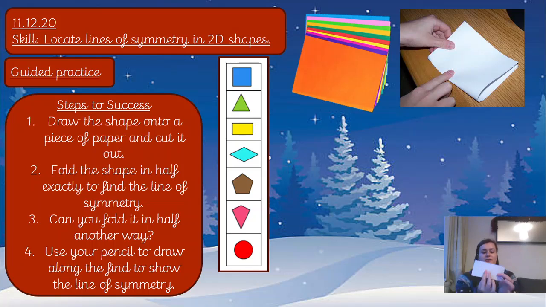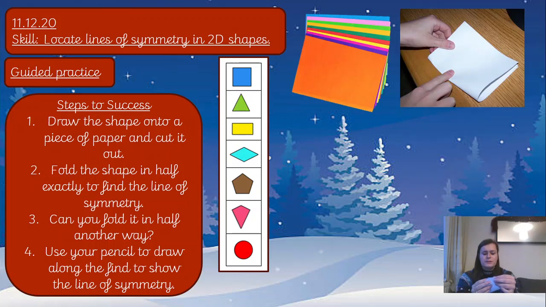Okay, so rectangle then. I'm going to start by taking these two corners over to these two corners and matching them up exactly, and I think that should give me one line of symmetry. One side and the other side, yep, they look the same. So open it up, I've got my first line of symmetry. And just like we did with the square, I'm going to try and take this corner over to this corner, okay?